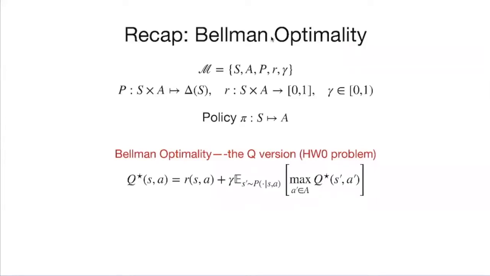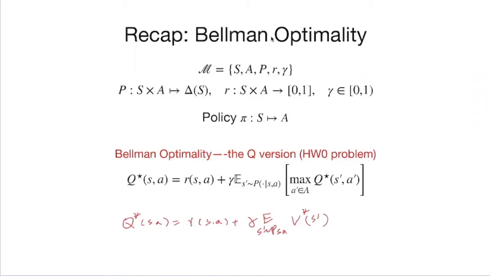By definition, Q star of S, A basically means that you start from state S, you take an action A, then you follow the optimal policy pi star all the way to the end. So we can just write this by definition. This means that I take action A at S, I get a 1-step immediate reward, and then afterwards, I'm just following policy pi from the next time step all the way to the end.